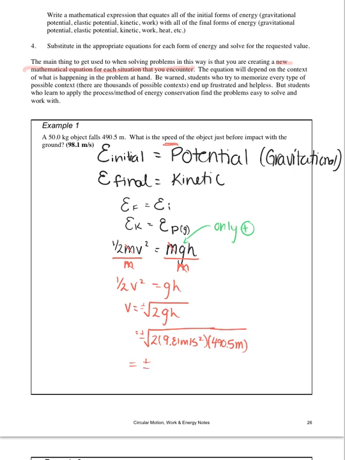And we get positive or negative 98.1 meters per second. Now, because we're being asked just for speed, we don't need to include a direction. However, I do know that it's traveling downwards. So you could say 98.1 meters per second down. But again, speed is a scalar quantity, so we can just say 98.1 meters per second.